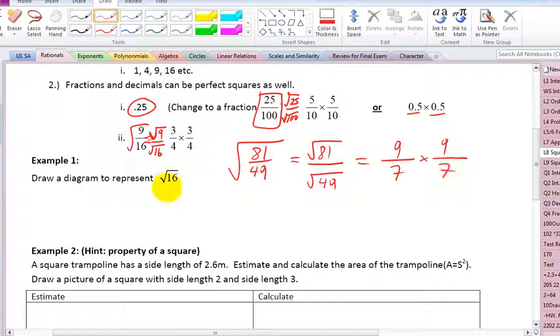So we want to add in the diagram of root 16. Did we do that root 16 up top? Yeah, we did. So you don't have to draw it because you already did it once. You want to get a square, and then you just want to understand that there's 16 squares on the inside, that the side length is the square root. So 4 by 4, and there's 16 squares on the inside. Okay. So we can say square root 16 equals 4.